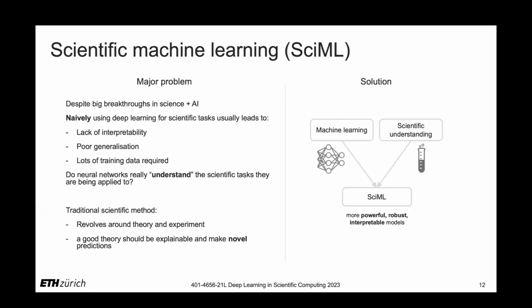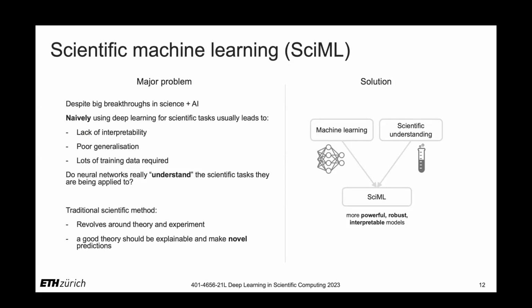Okay, so that brings us on to scientific machine learning. We basically have a major problem when we're thinking about machine learning for science. Despite having these major breakthroughs in science and machine learning, as I just described, there are these major flaws of deep learning: the lack of interpretability, the poor generalization, and the fact that you need a lot of training data.